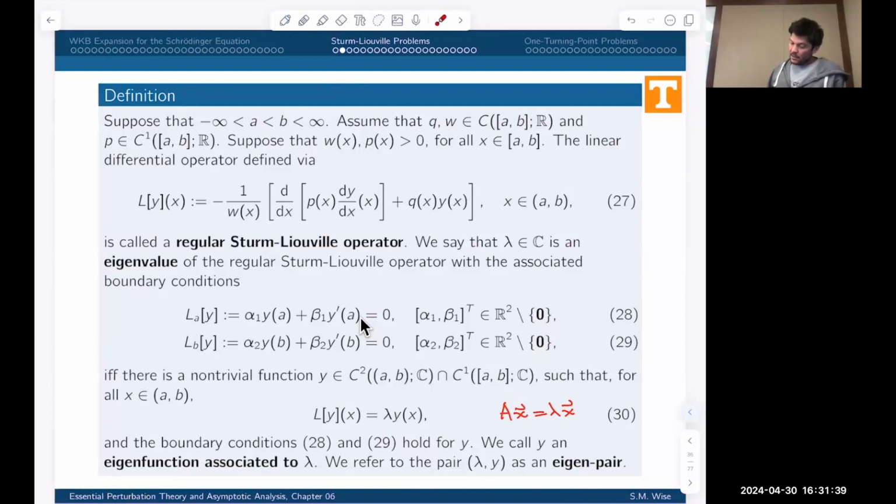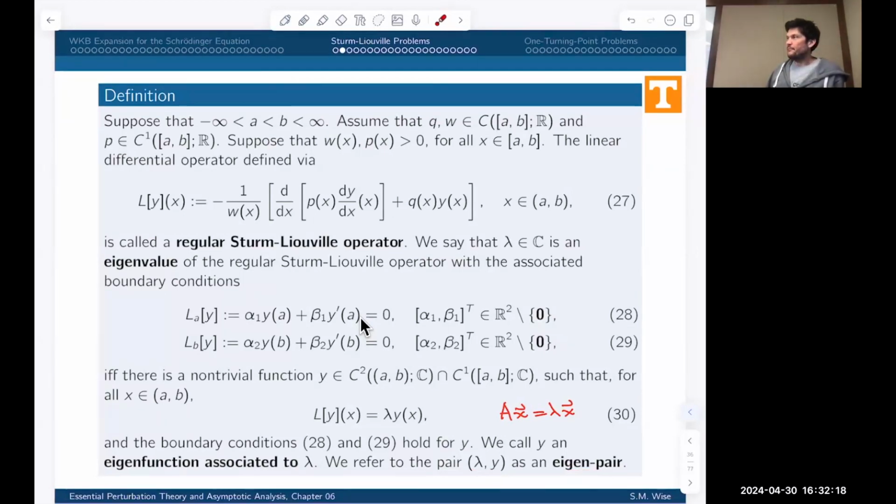Same way, in Sturm-Liouville eigenvalue problems, we're looking for a non-trivial solution y, that means a non-zero solution y, that satisfies this equality with the boundary conditions 28 and 29. We call y an eigenfunction associated to the eigenvalue lambda. And we refer to the pair lambda, y as an eigenpair.